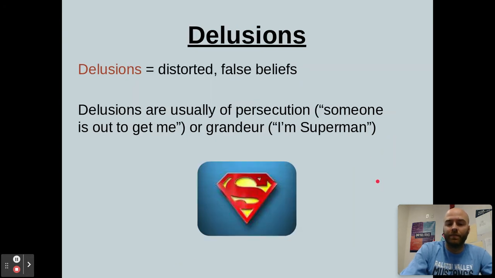So first up, delusions. These are distorted, false beliefs about yourself or others. So these delusions are usually persecution. Someone's out to get me. That's the paranoid aspect that many schizophrenics encounter. Or grandeur, believing you're Superman, or believing you're Mary Poppins, and you truly believe you have these thoughts, these delusions, these false beliefs about other people or yourself.